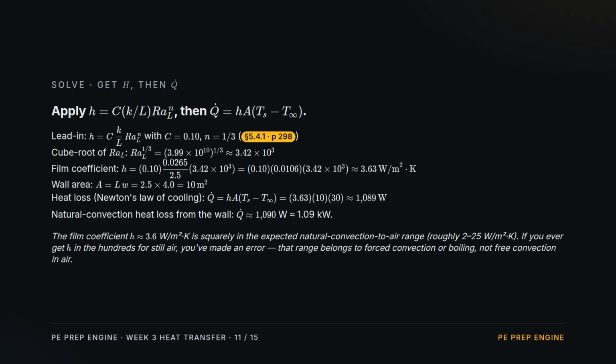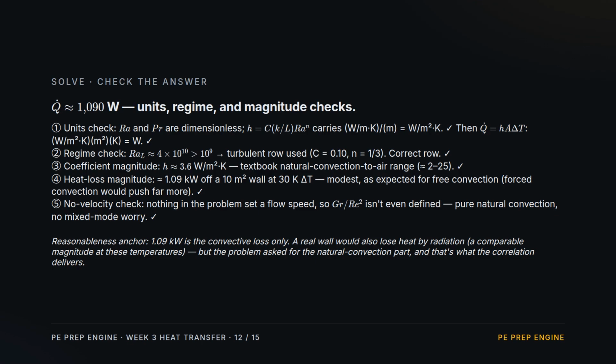The wall area is height times width, 10 square meters. Then Newton's law of cooling, Q dot equals h times area times the temperature difference, about 1090 watts or 1.09 kilowatts. A check: an h near 3.6 for still air sits in the natural convection to air band, roughly 2 to 25. See h in the hundreds, and you've slipped. Final answer, about 1090 watts, roughly 1.1 kilowatts.